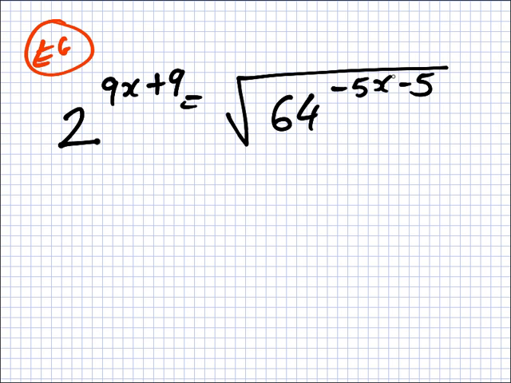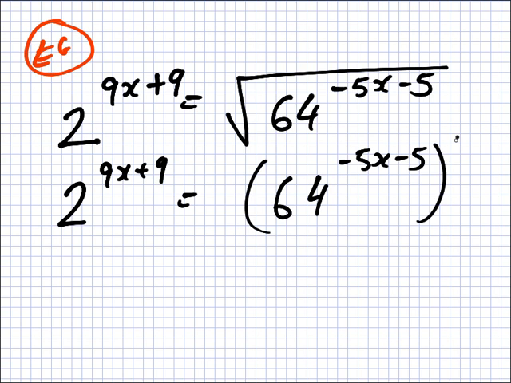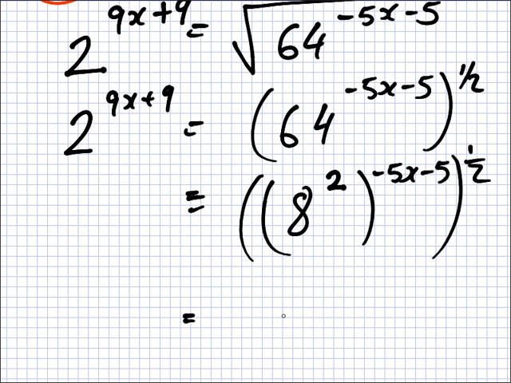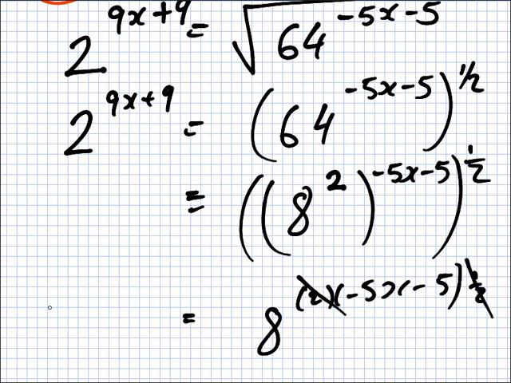Okay? Think you got it? Yeah. 2 power 9x plus 9 equals 64 power minus 5x minus 5 power a half. But you can change 64 into 8 squared. 8 squared power minus 5x minus 5 power a half. Now what happens to all those powers? They multiply, don't they? So you get 8 power 2 times minus 5x minus 5 times a half. And the half and the 2 cancel.